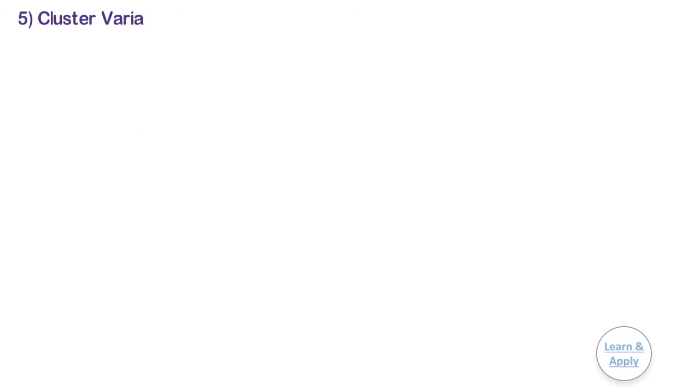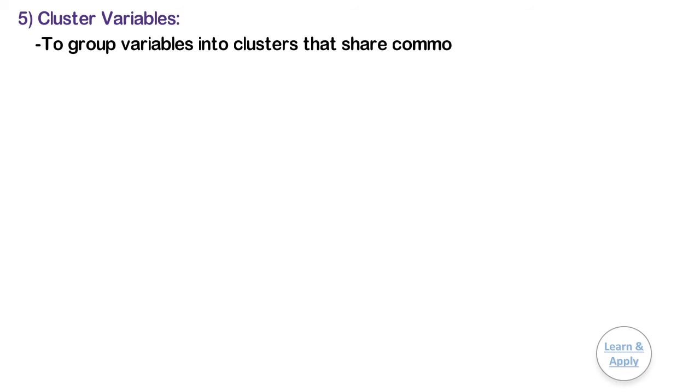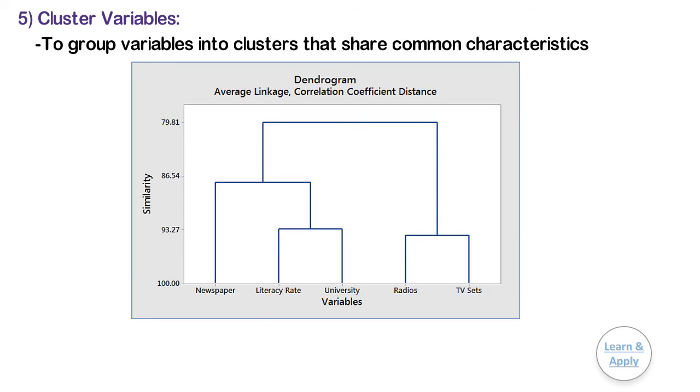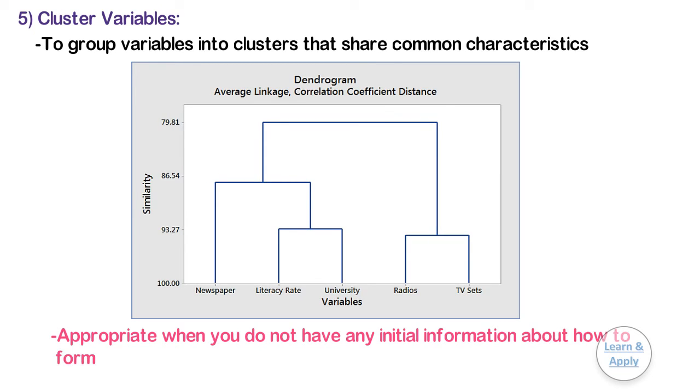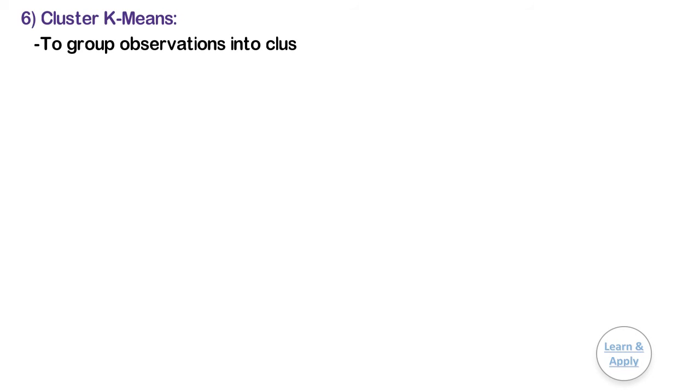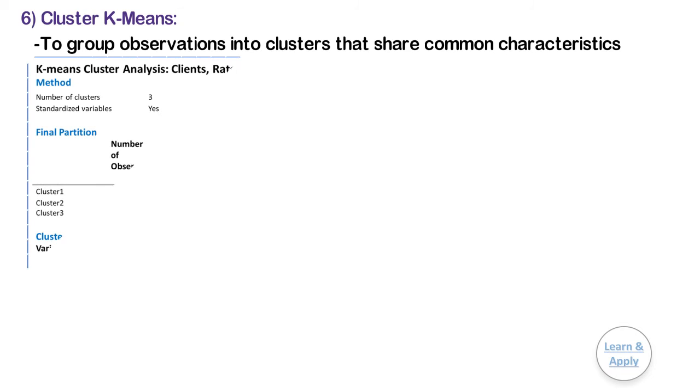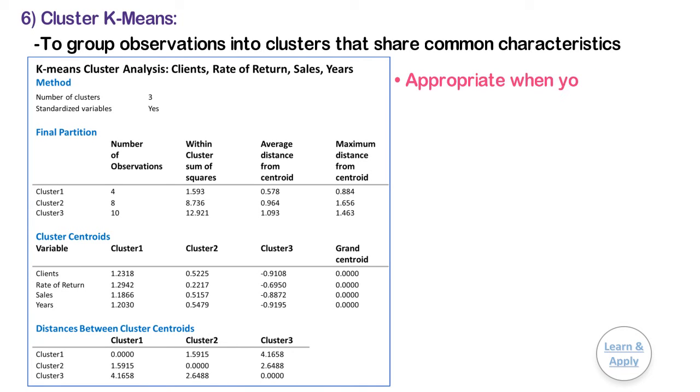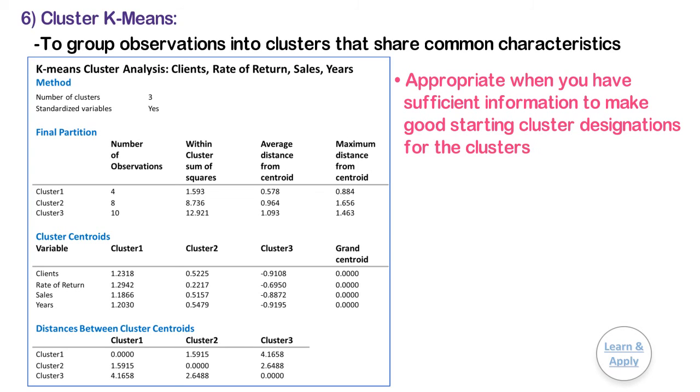5. Cluster variables. Cluster variables is used to group variables into clusters that share common characteristics. Clustering variables allows you to reduce the number of variables for analysis. This analysis again is appropriate when you do not have any initial information about how to form the groups. 6. Cluster K-means. Cluster K-means is used to group observations into clusters that share common characteristics. This method is appropriate when you have sufficient information to make good starting designations for the clusters.